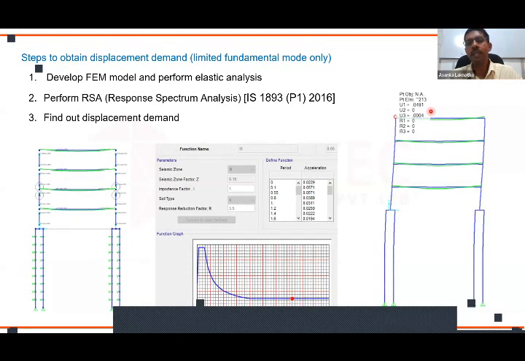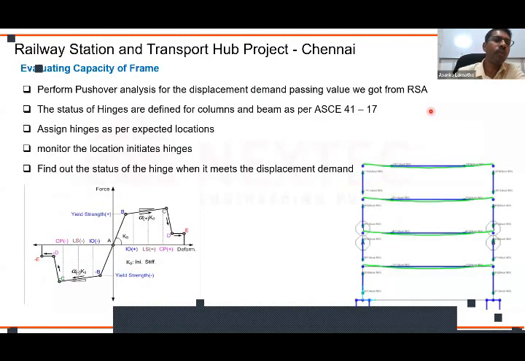So the next task is to find, when it is deformed by this 50 millimeter, what will be the actual behavior of the structure. For this, we have to perform pushover analysis to find out the behavior of the structure, the formation of hinges and where they will be formed. So we have to apply the pushover load by passing the response spectrum displacement value. We have to apply more than 50 millimeter displacement value as displacement.